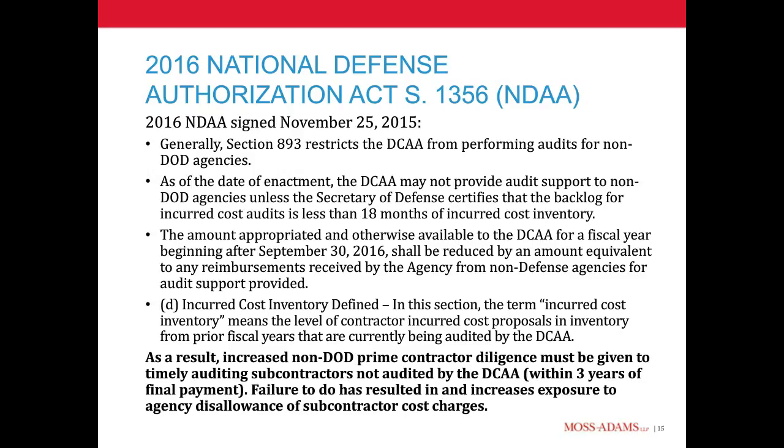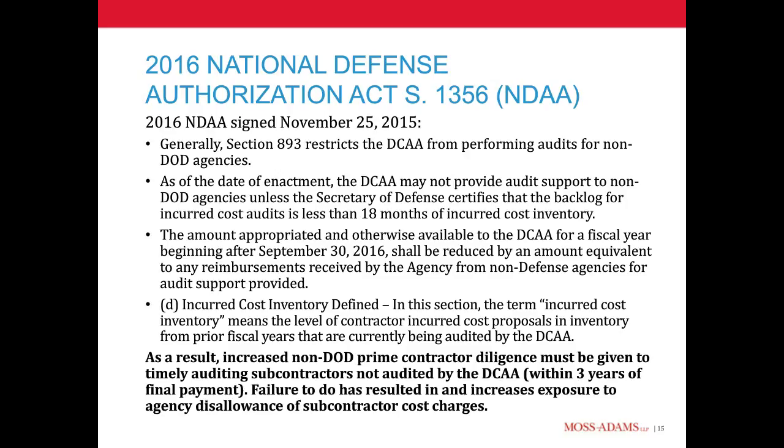In addition, there's a definition of what the incurred cost inventory is. It's a hard subject to define. You would think you could define it rather easily, but Congress sort of made it ambiguous. But it's supposed to mean the level of contractor incurred cost proposals in the inventory from prior fiscal years that are currently being audited by DCAA. As we'll see later, there's a couple ways you can go about defining that level.